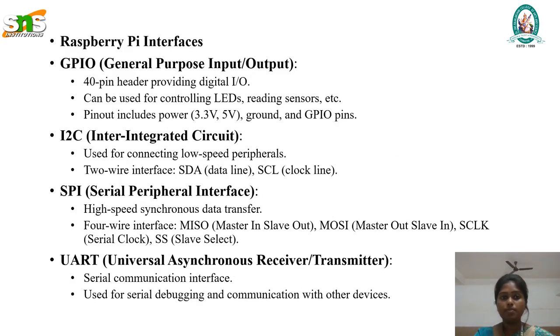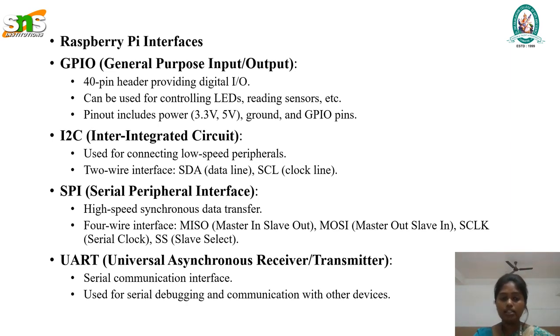Raspberry Pi interfaces. It contains several types: GPIO, I2C, SPI, UART. GPIO means general purpose input and output. It contains a 40 pin header providing digital input and output. It can be used for controlling LEDs, reading sensors and so on. The pinout includes power 3.3V, 5V, ground and GPIO pins.